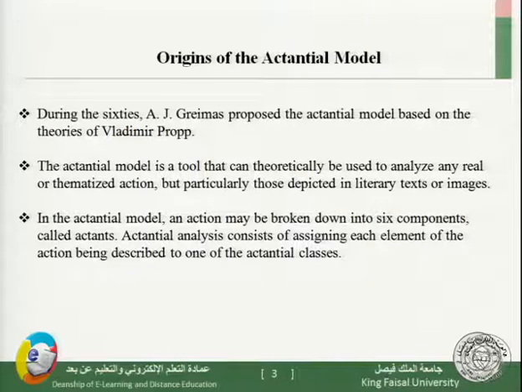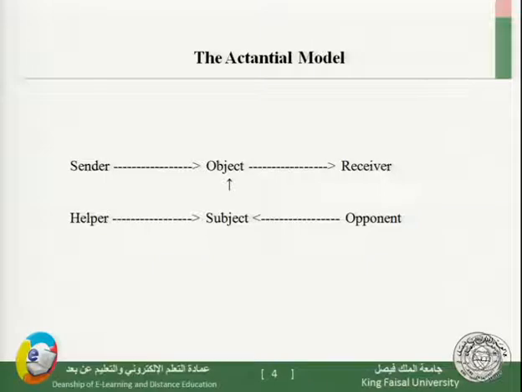They're neither actors nor characters. What are they? Basically, there are 6 actants, 6 categories. There is the sender, the object, the receiver, the helper, the subject, and the opponent. 6 of them.